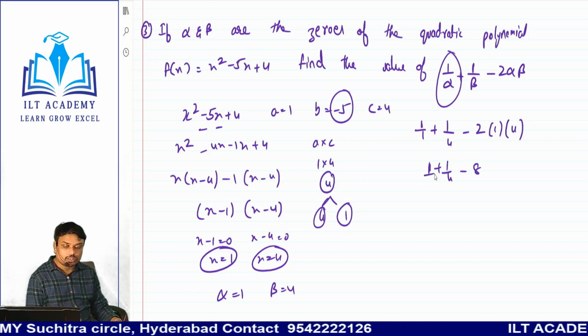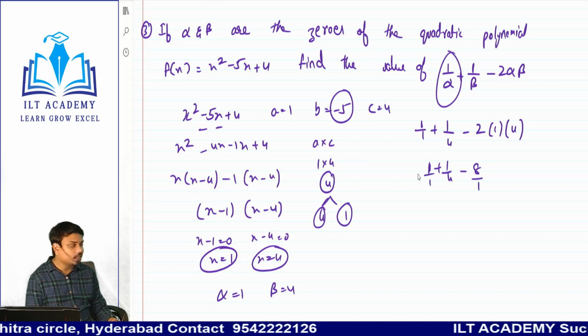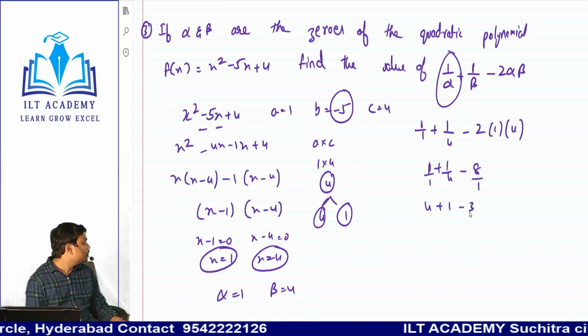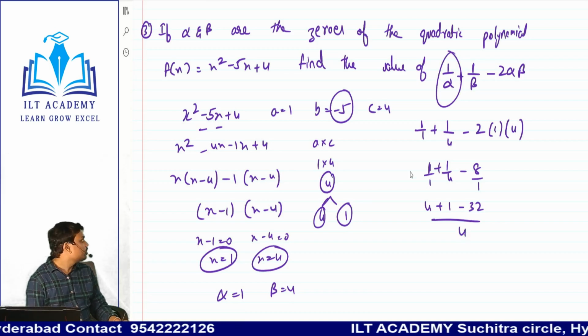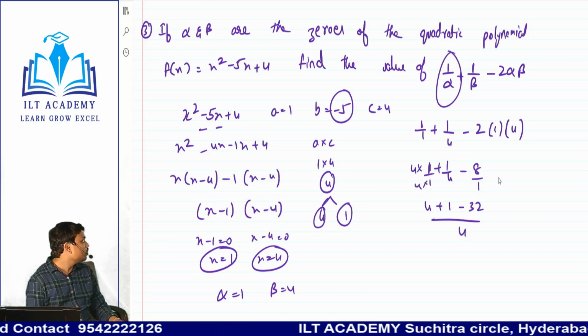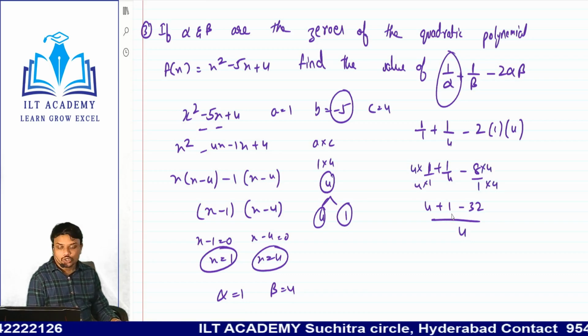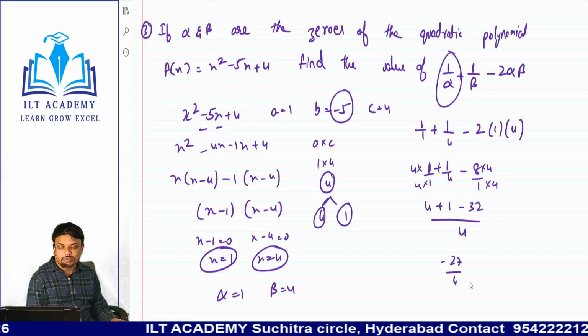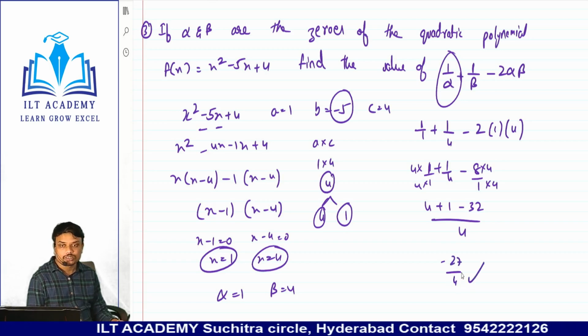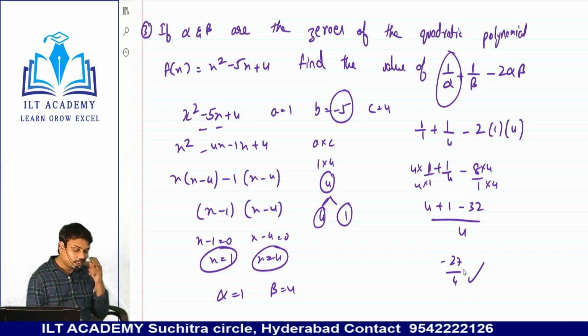So here I can do LCM. Clear? So 4 plus 1 minus 32 divided by 4. Sir, how sir? Into 4 into 4 into 4 into 4. Clear? So 4 plus 1 minus 32 is minus 27 by 4. That's it. Any doubts? Clear? Understood? Did not understand?